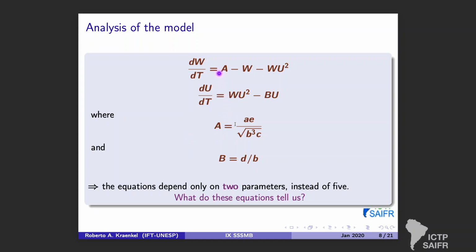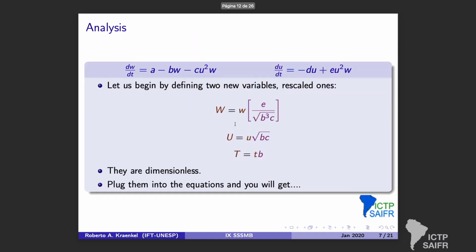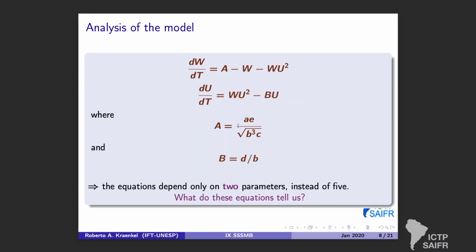What's nice about this? There are only two constants here, A and B. And A is clearly a measure of the rainfall, because it's proportional to A. And B is a kind of ratio of what used to be this term and this term. Okay? Used to be the mortalities. So with this, now we have equations that depend only on two parameters, which is nice, much better than five. So that's a trick that you can do every time you have lots of parameters.